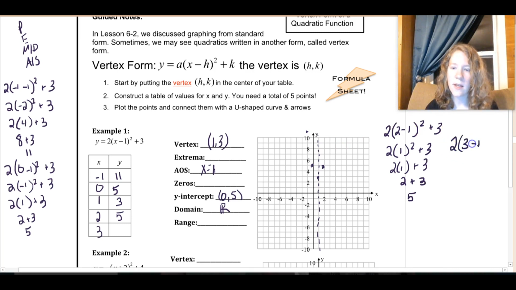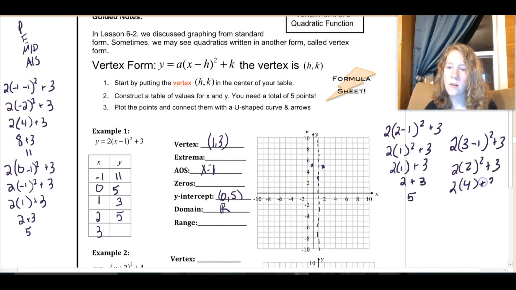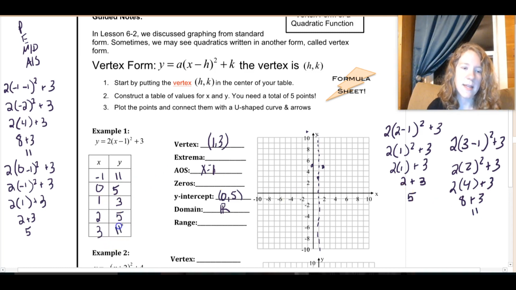So I'm going to go ahead and plug in 3. 3 minus 1 is 2, and 2 squared is 4. I get 8 plus 3, which is 11, which is exactly what I expected, because I had 11 here, and this is going to be symmetric. So (4, 11) is going to be up there.